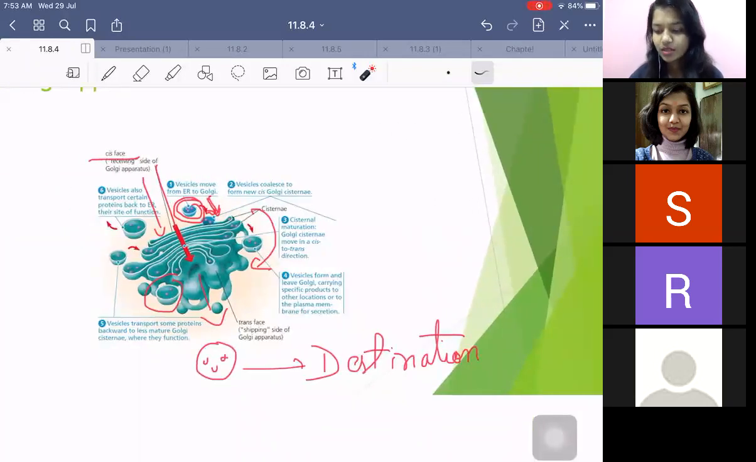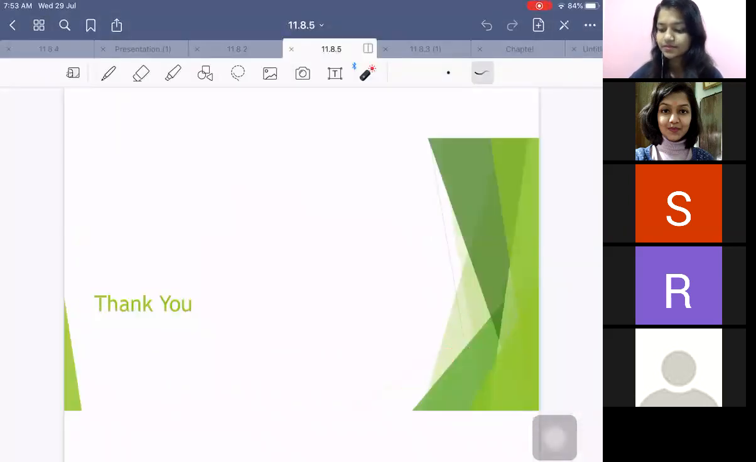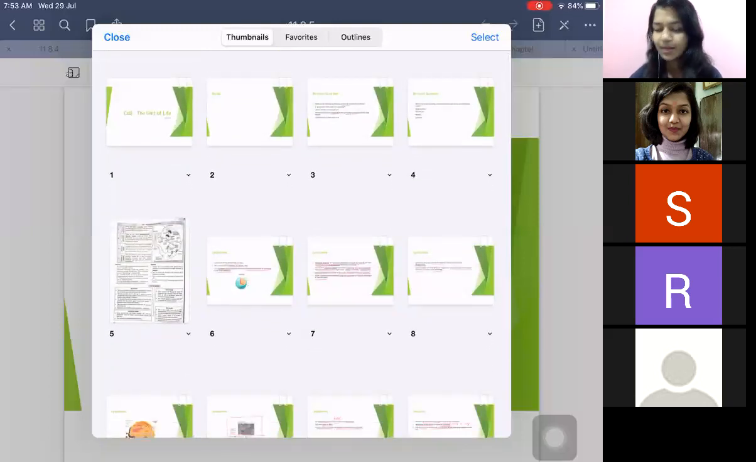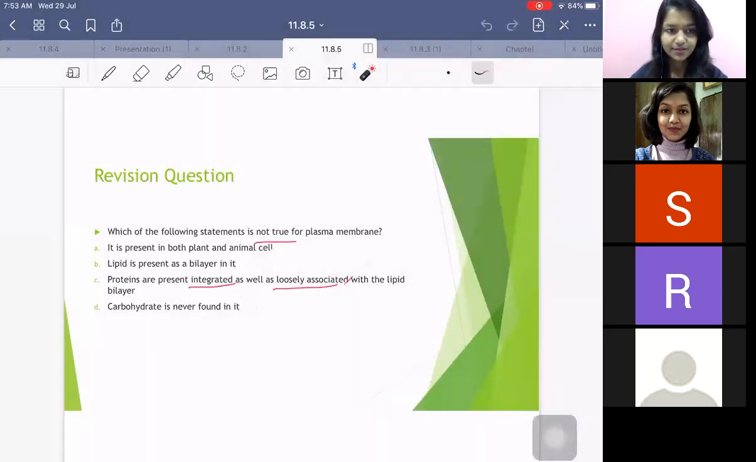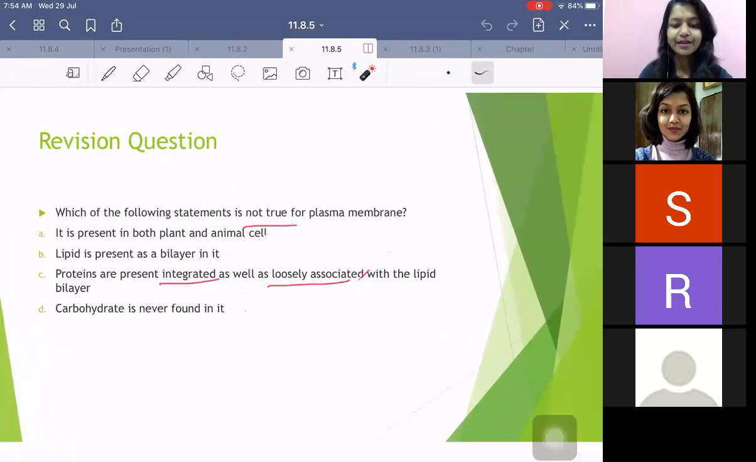Any doubt up to here? You can ask. Otherwise, we can start with some questions now. Before we start with lysosomes, we will do some questions. Any doubt on the Golgi body and endoplasmic reticulum? You shouldn't be having any doubts. If yes, ask immediately. No doubt? Cool. If there is no doubt, do this question. I am running a poll right away.